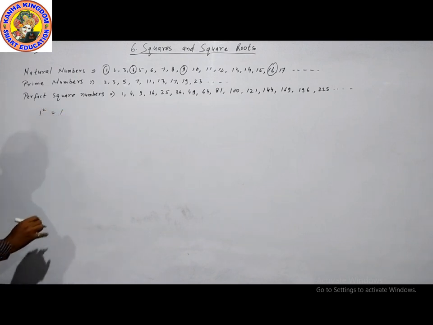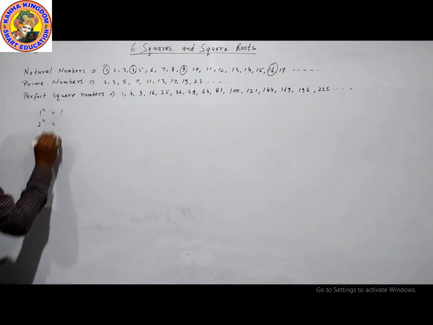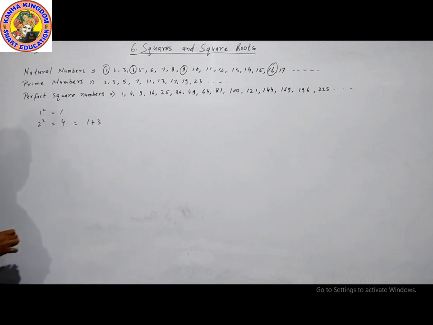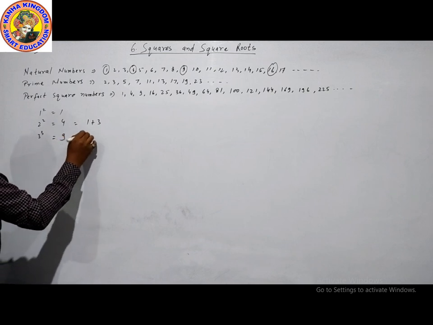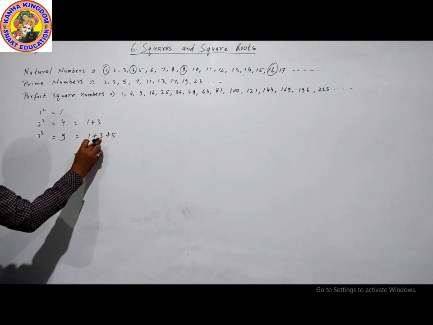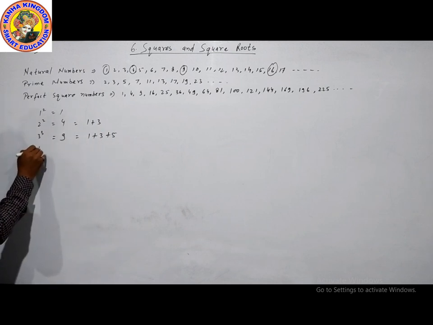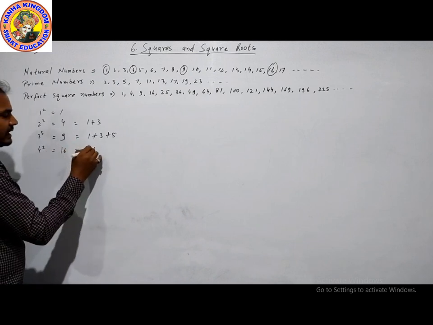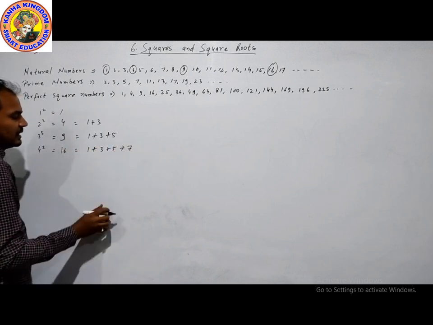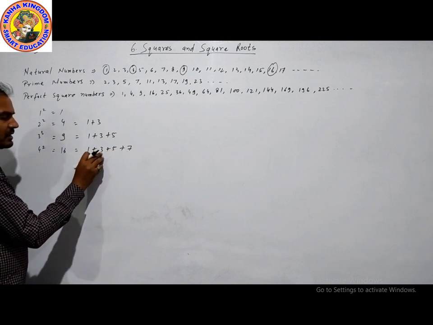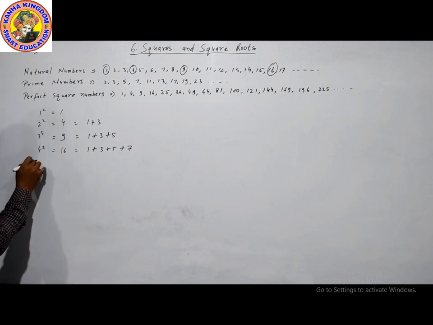1 square is 1. 2 square is 4; we can write it as 1 plus 3. 3 square is 9; we can write it as 1, 3, 5: 5 plus 3 is 8, 8 plus 1 is 9. 4 square is 16; we can write it as 1, 3, 5, 7: 7 plus 5 is 12, 12 plus 3 is 15, 15 plus 1 is 16.